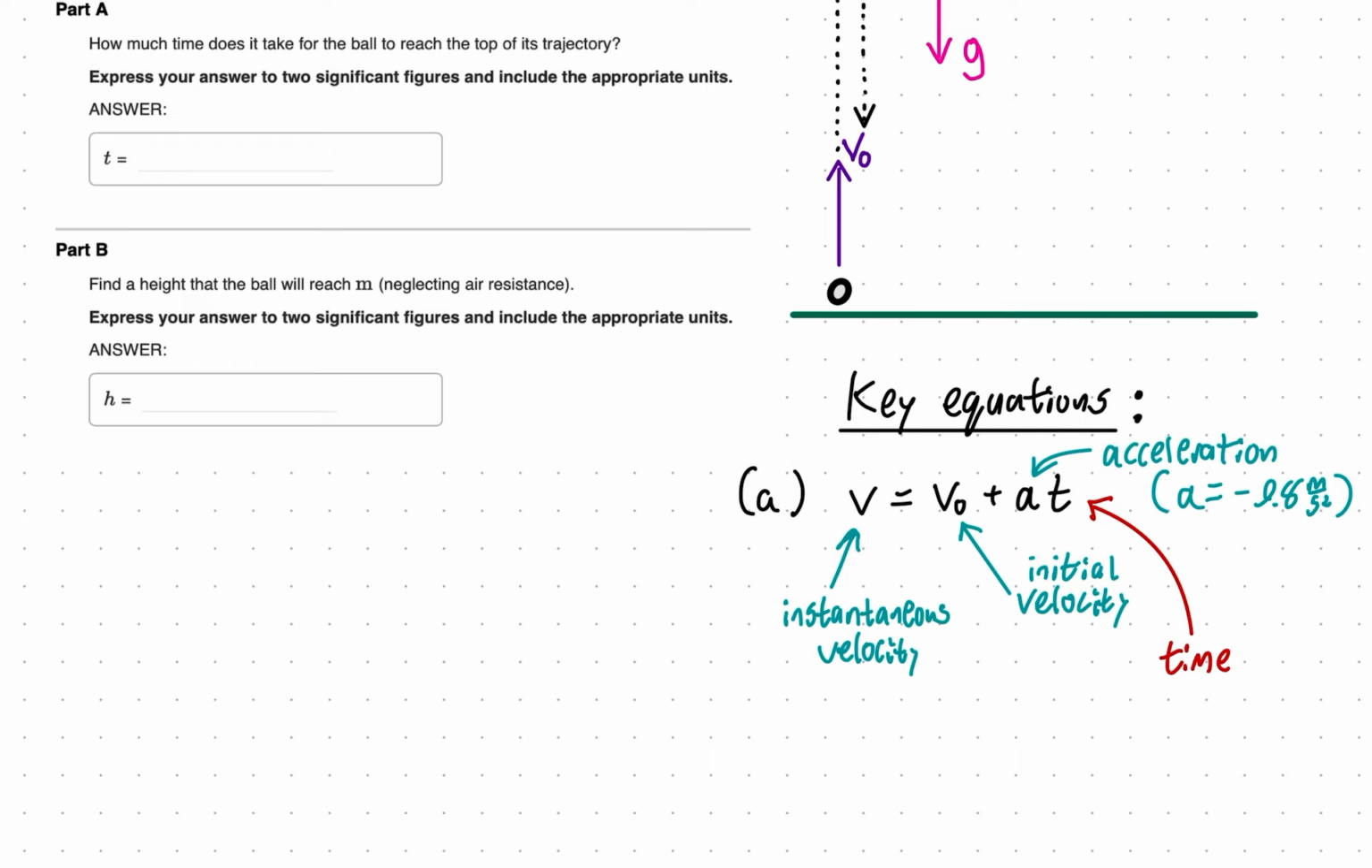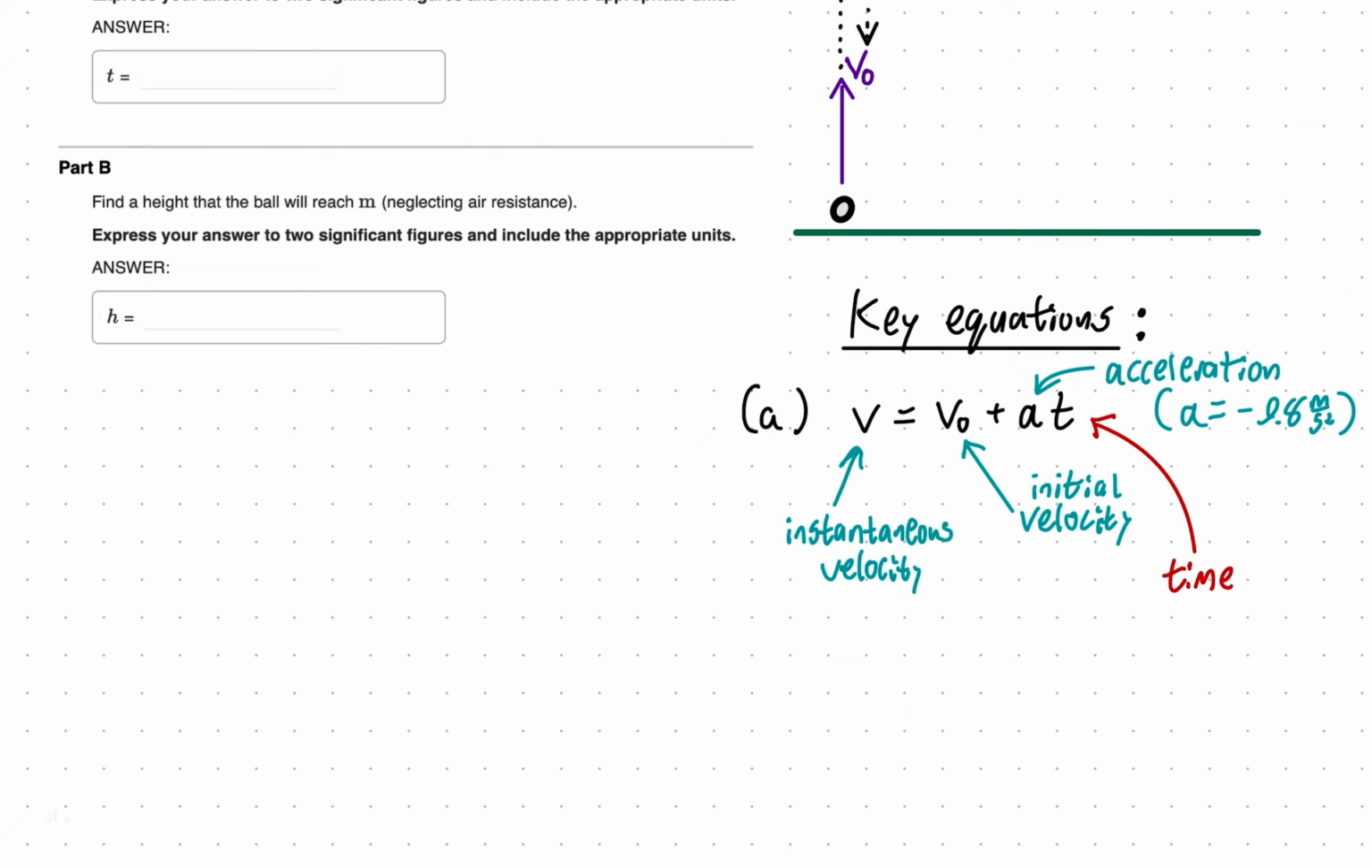Instead, we actually know a velocity and we want a time, right? Because we're asked, how much time does it take for the ball to reach the top of its trajectory? Okay. So let's go ahead and use our value here of 26 meters per second. And we'll go ahead and plug that in and then see what we get for our time. So we're going to plug in for v naught a value of 26 meters per second.